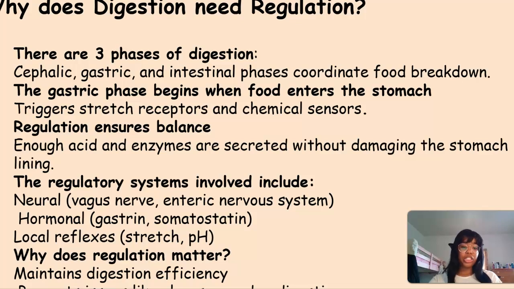This tight regulation is handled by three major systems: neural inputs, especially through the vagus nerve, hormonal signals like gastrin and somatostatin, and local reflexes that respond to the stomach distension and changes in pH. If regulation fails, it can lead to clinical issues like gastric ulcers or indigestion. That's why the regulation of this phase is so critical, because it's not just about digesting food, but doing it safely and efficiently.